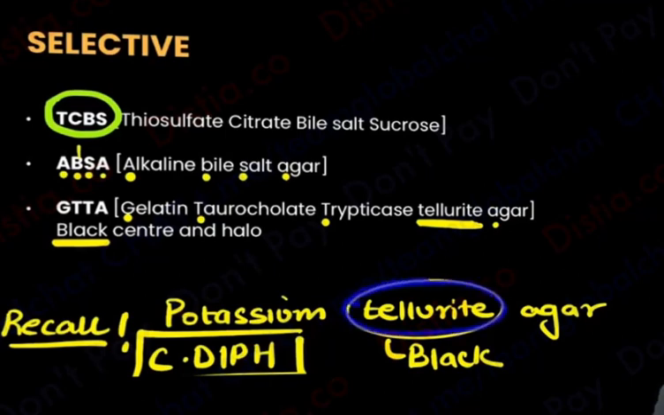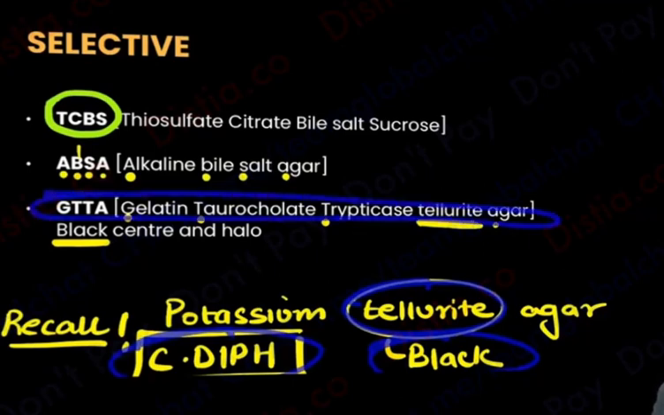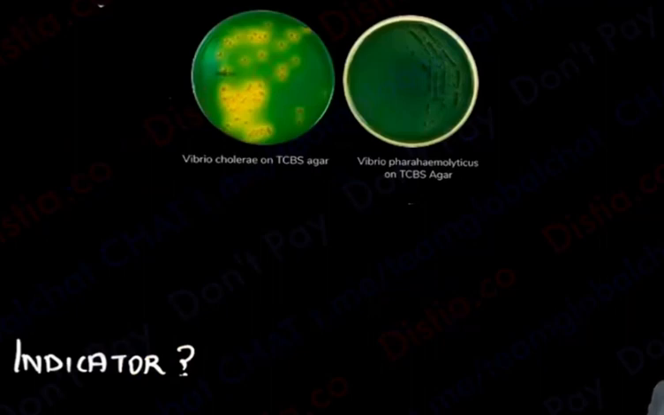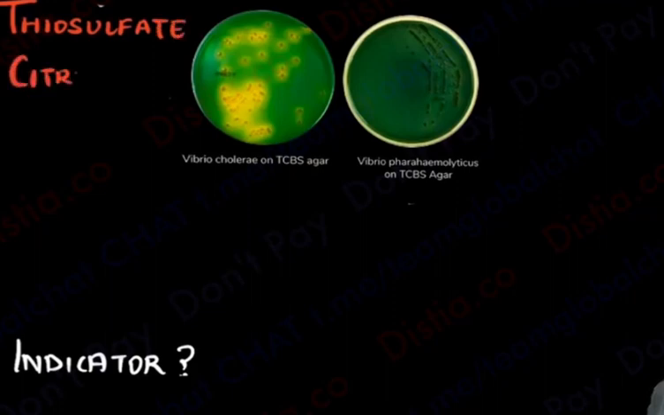So wherever the word tellurite comes, a blackish color is going to come, and that is going to be for Corynebacterium diphtheriae. So we have the gelatin tellurite agar, which is giving a black color, some alkaline media, but this is the main one. TCBS, thiosulfate citrate bile salt sucrose. This is what I would want to revise. So what did I say? TCBS: thiosulfate citrate bile salt sucrose.